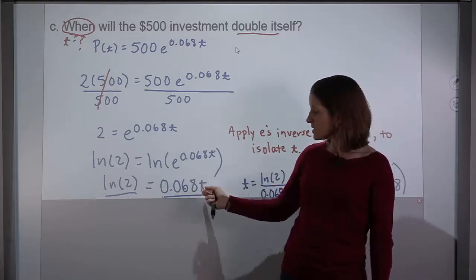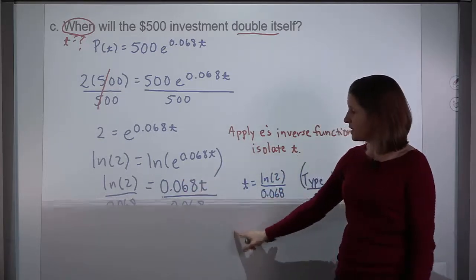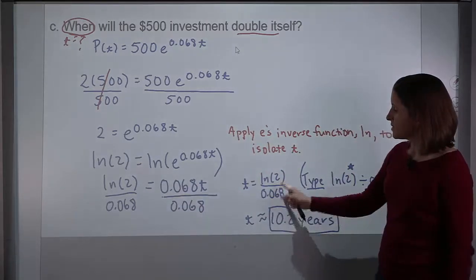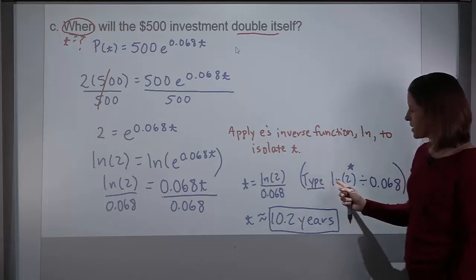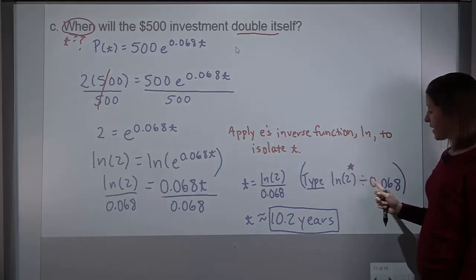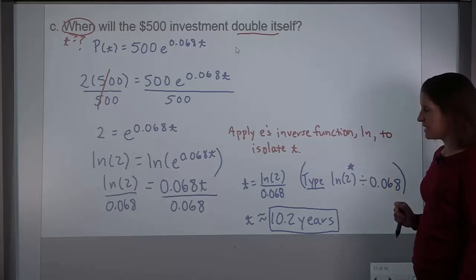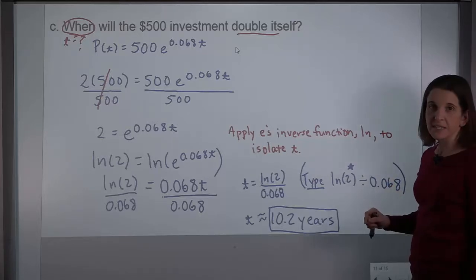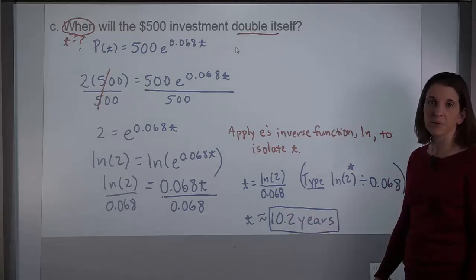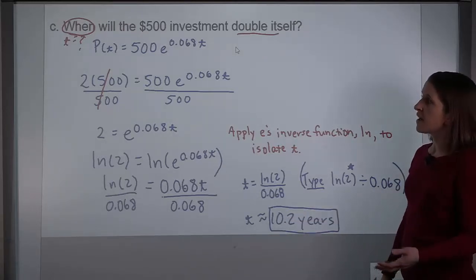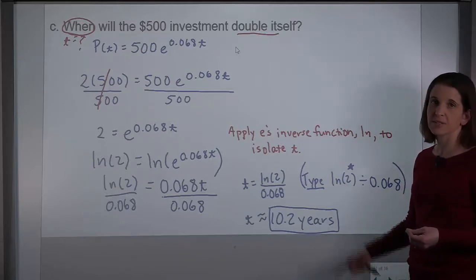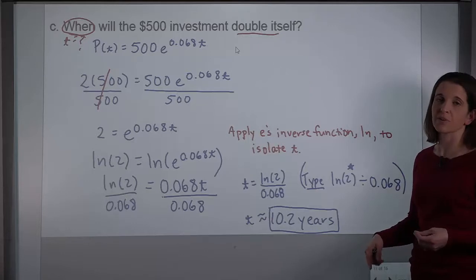Now, to get t by itself, I simply have to divide. So I will divide both sides by 0.068, and when I type, I need to be careful to say ln of 2, close the parentheses, then divided by 0.068 to get what my t is, and then round as you're told to round in the problem. So we end up getting about 10.2 years. So if I have $500 in an account earning 6.8% interest, compounded continuously, it would take 10.2 years for it to double its value and get to 1,000.